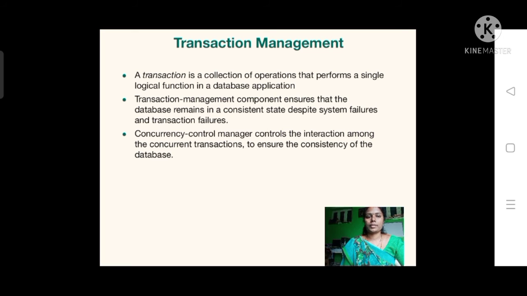Transaction management. A transaction is a collection of operations that performs a single logical function in a database application. Transaction management components ensure that the database remains in a consistent state despite system failures and transaction failures, which can be caused by power failure or system crashes. Next, concurrency control: the concurrency control manager controls the interaction among the concurrent transactions to ensure the consistency of the database.